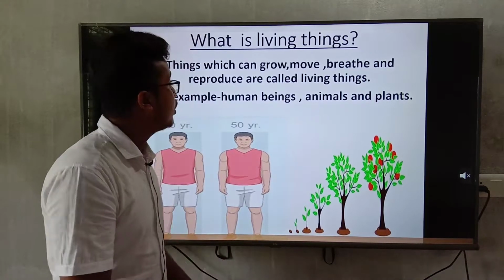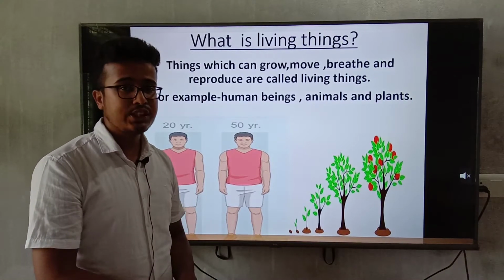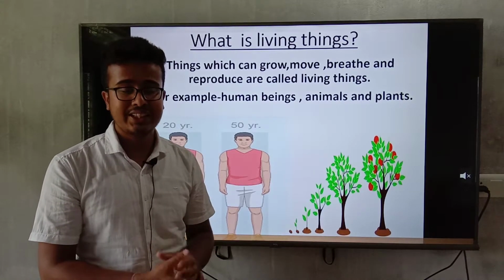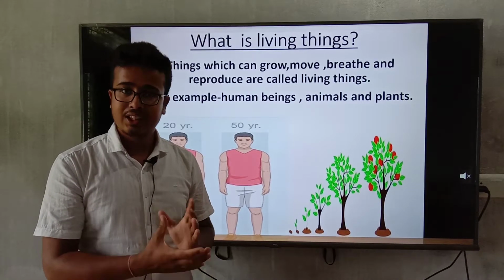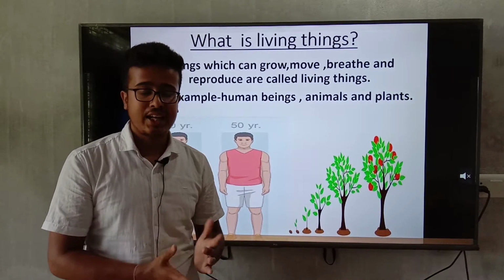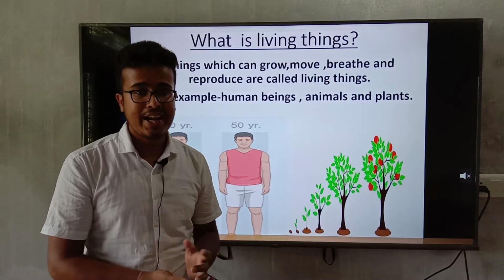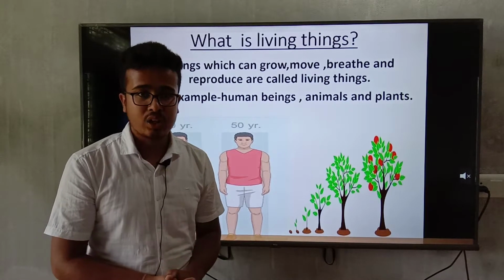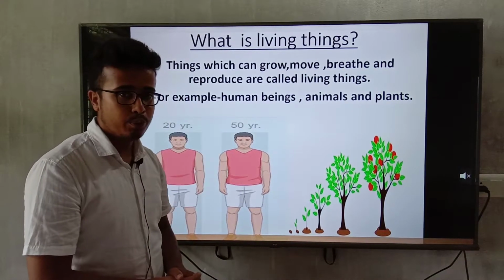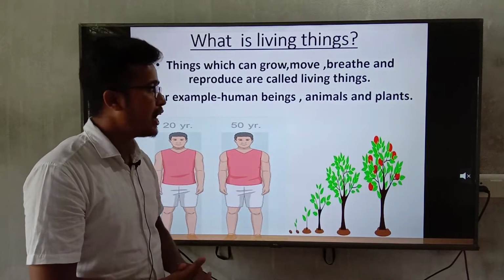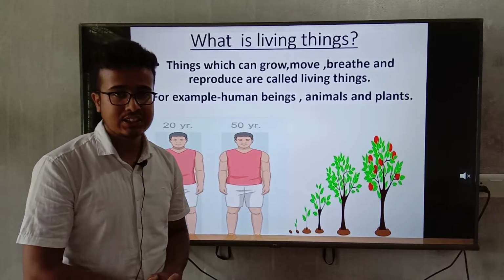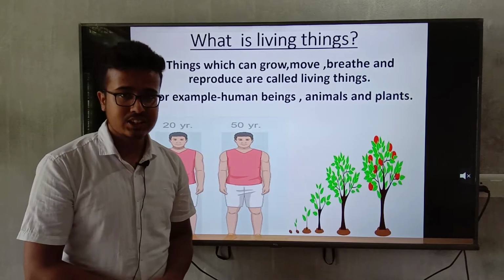So now first of all we will learn living things. What is living things? As we know, things which can breathe, move, reproduce, eat are called living things. For example, we human beings are living beings, animals, aquatic animals or land animals, and even plants are also living things. So now you can see, things which can grow, move, breathe and reproduce are called living things. Examples: human beings, animals and plants.